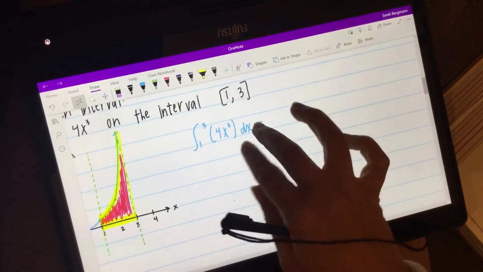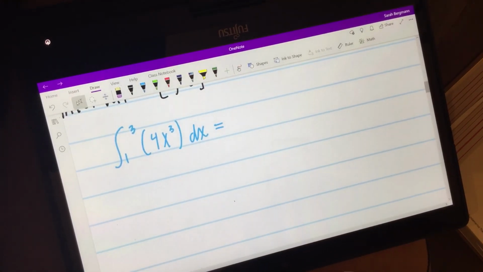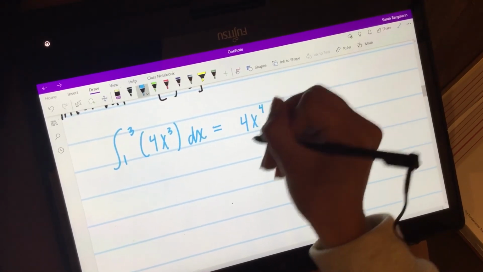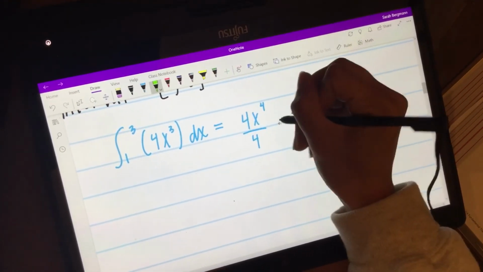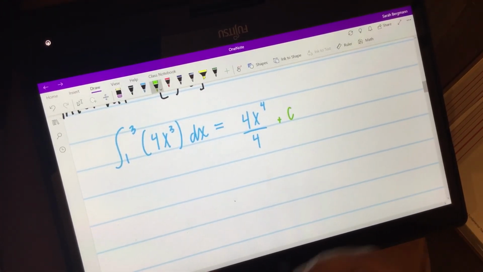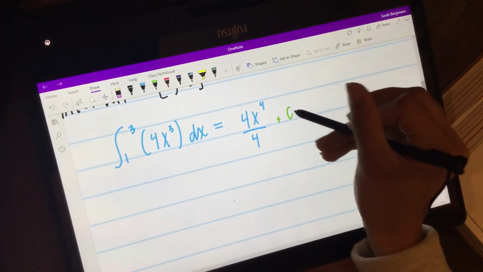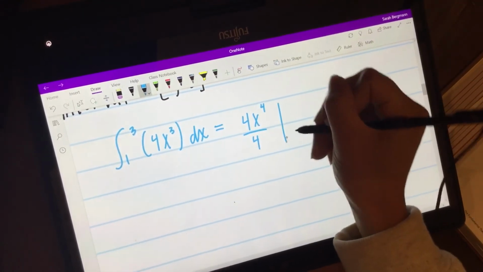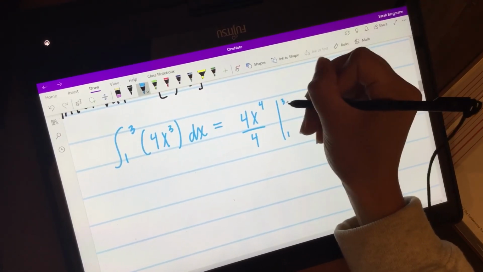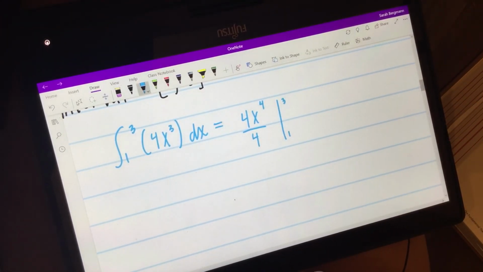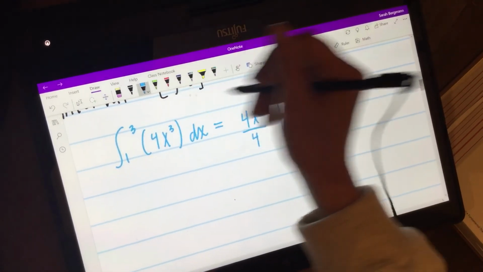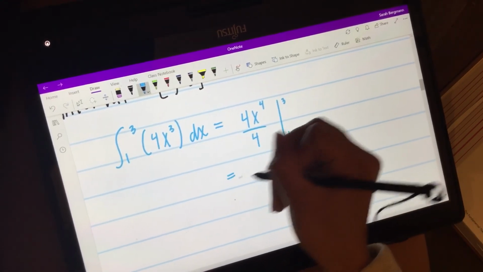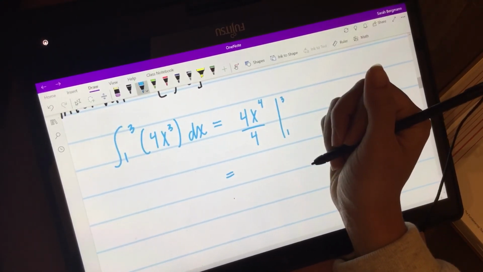So the first step is to find the antiderivative of 4x cubed. Remember, for antiderivative, we add 1 to the power and then divide by the new power. Now, typically for an antiderivative, we would put plus c. However, with a definite integral, when we are evaluating it on a certain interval, we do not need to put the plus c, and I'll explain why in a minute. But we, however, do need to include this little bar. It's a vertical line, and we include the a and b values so that we don't forget we still need to plug these in.